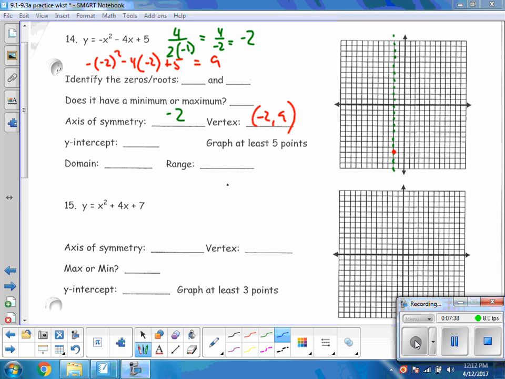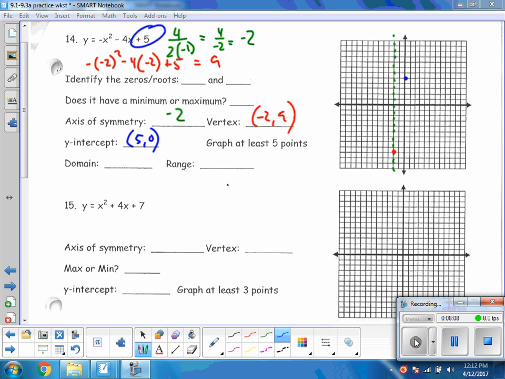All right, step 1, I found the axis of symmetry, -2. Step 2, I substituted in to find the vertex, which is at -2, 9. Step 3, I'm going to find the y-intercept, which is my c term, which is going to be at 0, 5. So I'm going to go, let's see, 0, 5. Yep, that's the spot. 1, 2, 3, 4, 5. So that spot right there.